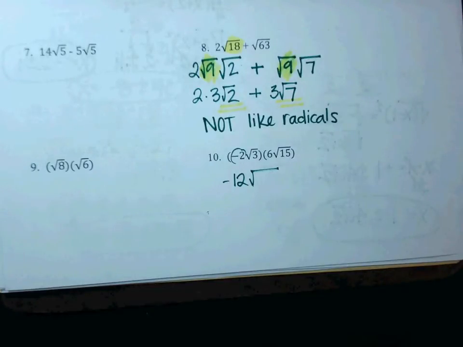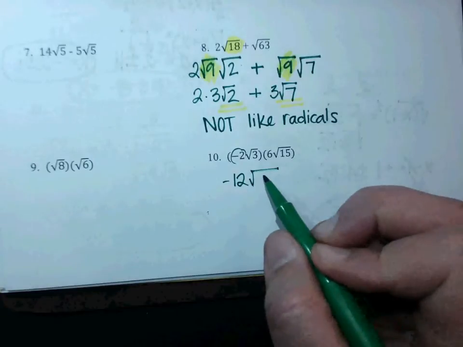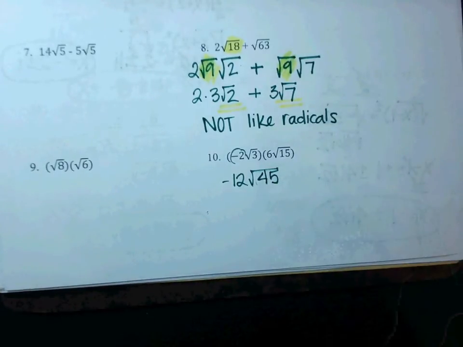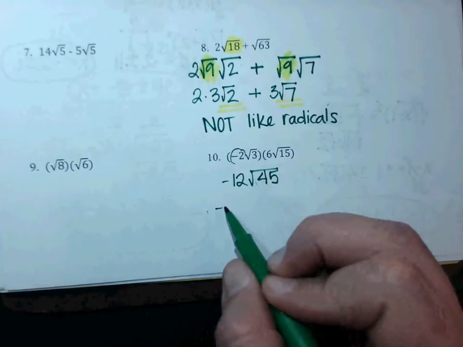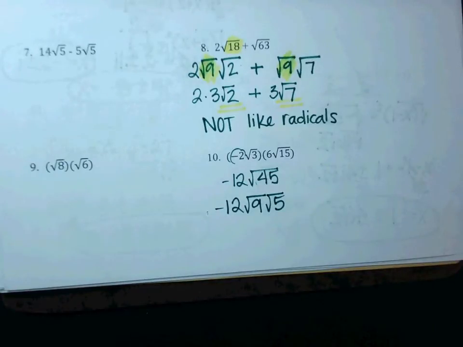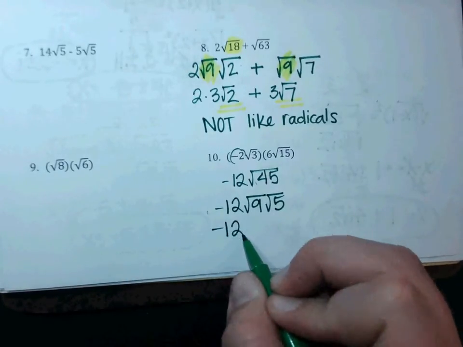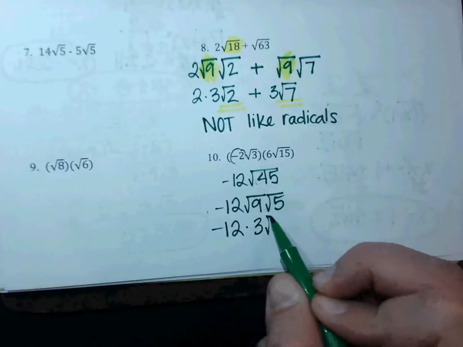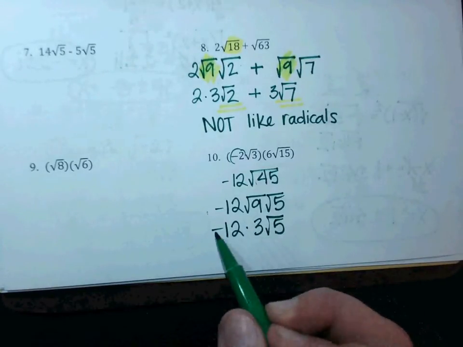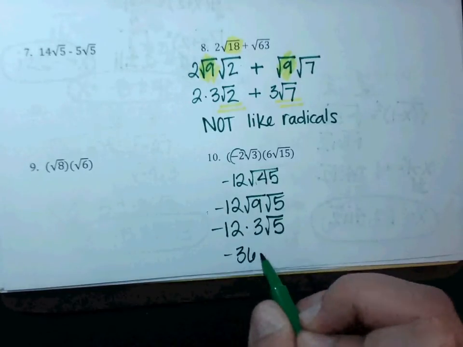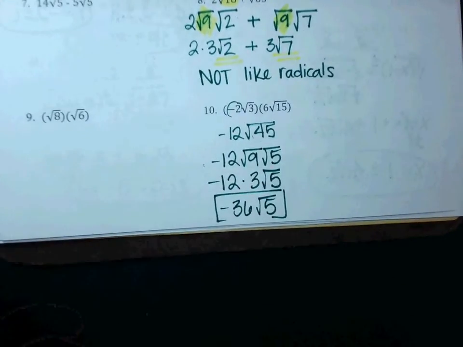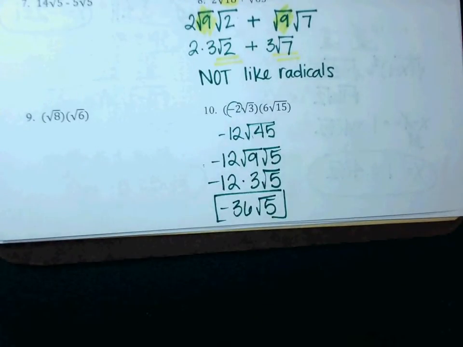3 and 15 is 45. And then now you have to see if that can break down. What can 45 divide by off your perfect list? 9 and 5. Good. So you'd have negative 12, 9 times 5. And then what's the square root of 9? 3, so 3 root 5. And then what? Take those two together. Negative 36 root 5. Yep, you got it. So when you're multiplying, you times outside numbers together, inside numbers together, and then try to simplify.